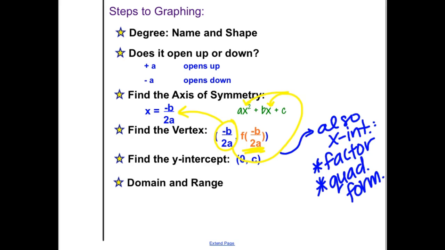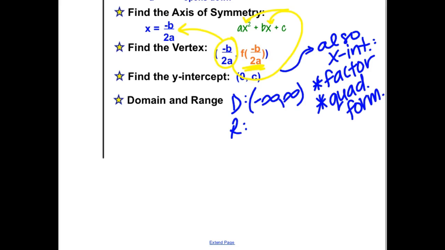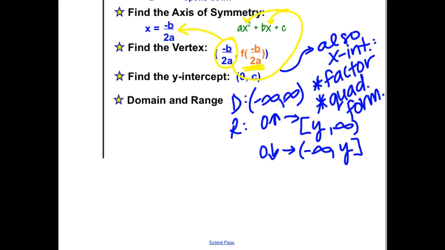And then we have the domain and range. If you remember, domain will always be negative infinity to positive infinity. Your range will all depend on whether it opens up or opens down. If it opens up, then it will be a square bracket with the y-coordinate of your vertex to infinity. If it opens down, then it will be from negative infinity to your y-coordinate with a square bracket.